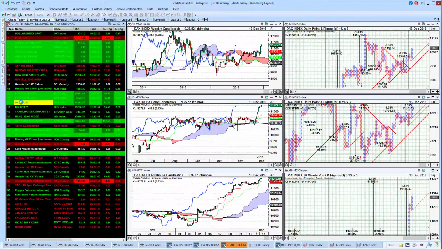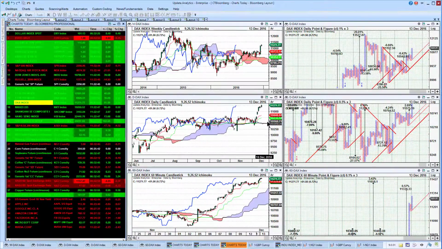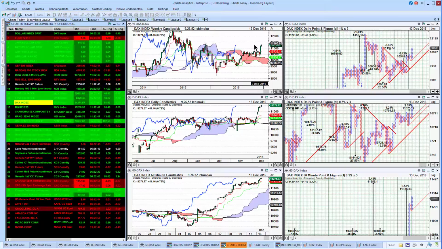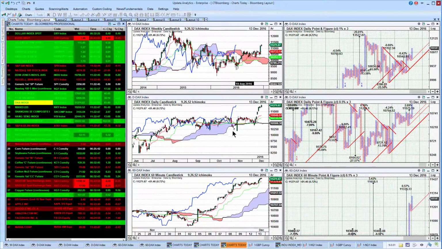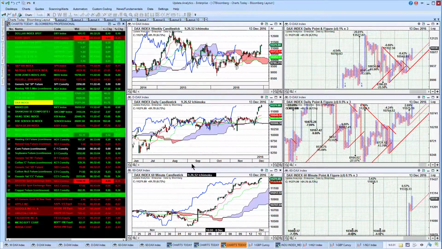The DAX has been an amazing story the last week or two. It's really just broken right out. There's the move last week, breaking out of that range on the weekly. We see that then on the daily. We said it needs to break that 10,800 level. It's like a coiled spring now, it's running. So DAX looking very bullish indeed.